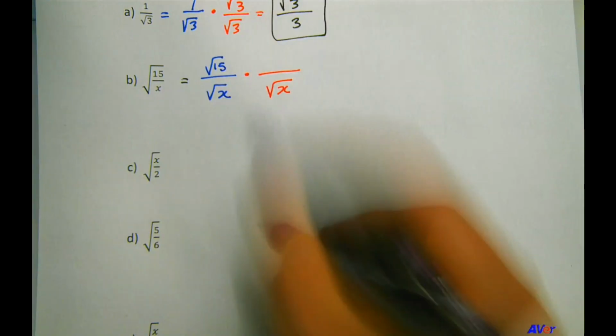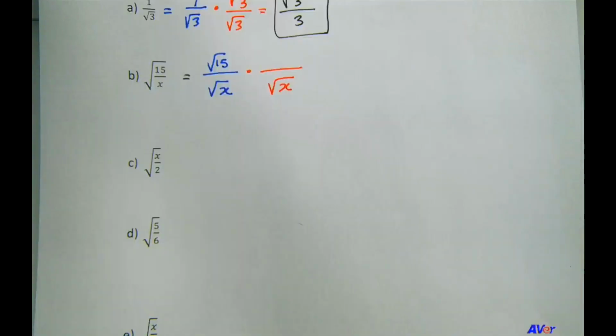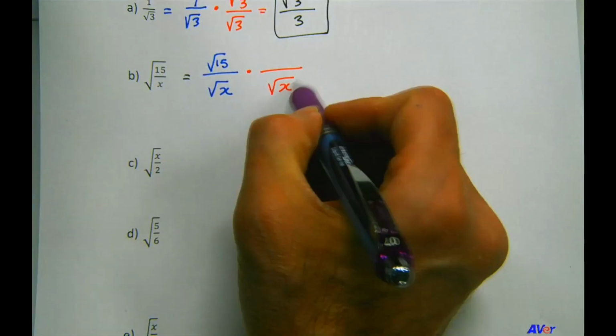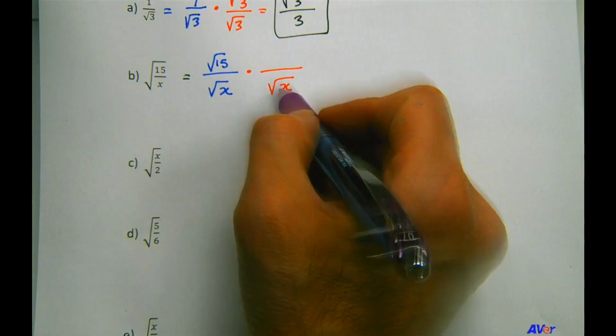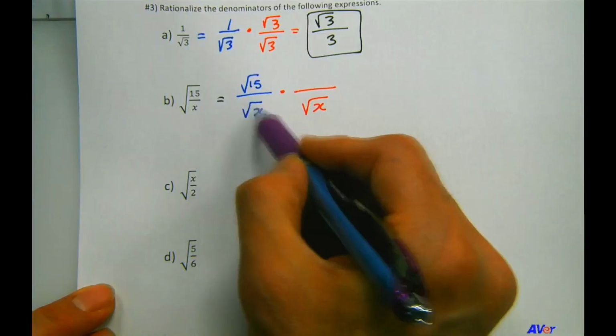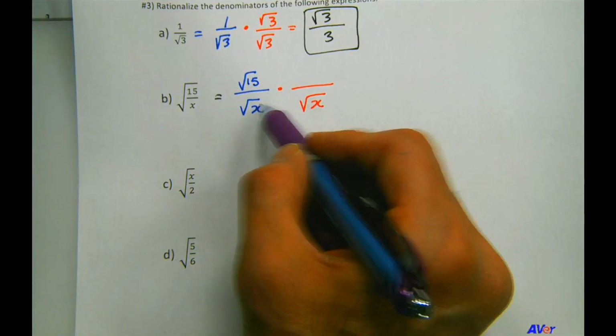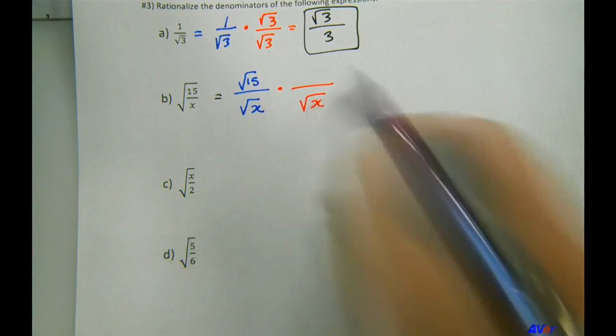So the reason we're multiplying all these denominators for this one by square root of something, whatever it is in the denominator, is because they're all square roots. They're all square roots. Look at all these examples. They're all square roots. If I had a fifth root of x, then what should I have multiplied this by? By fifth root of x to the 4.